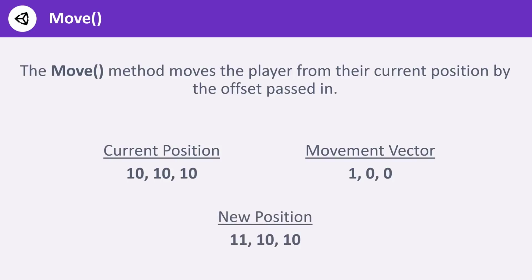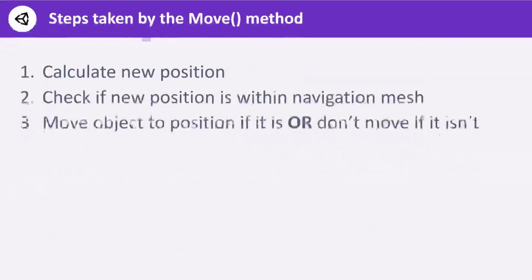However, there's more to it than that. The move method performs additional checks. Firstly, it'll calculate the new position. Before moving the game object, it'll verify that the new position is within the bounds of the navigation mesh. If it is, the object is moved to the new position. Otherwise, the new position is rejected. By using the navigation components, we can avoid performing these checks ourselves.